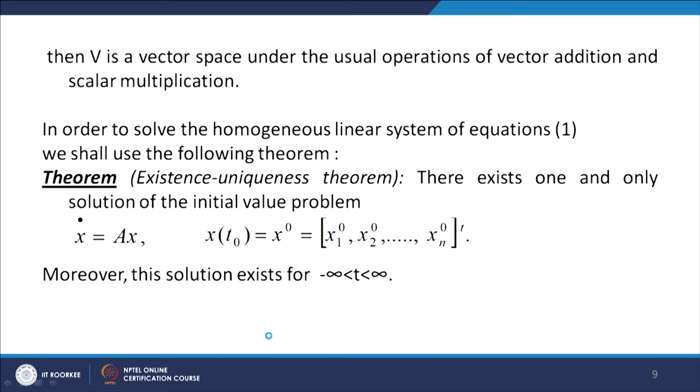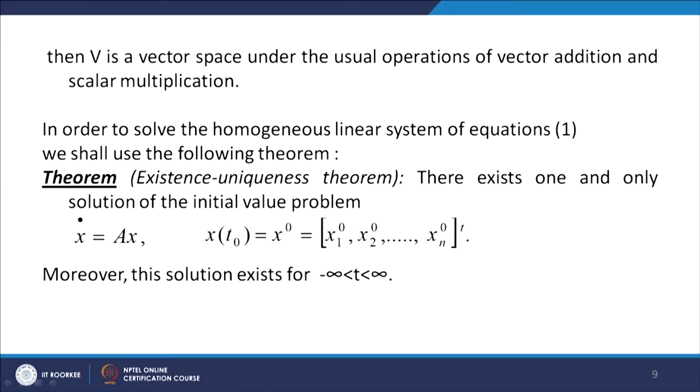Now, in order to solve the homogeneous linear system of equations x dot equal to Ax, we shall need the following existence uniqueness theorem. There exists one and only one solution of the initial value problem x dot equal to Ax, x(t naught) equal to x naught, where x naught is the column vector (x1 naught, x2 naught, ..., xn naught) transpose. When we take the transpose of the row vector, we get the column vector. Moreover, this solution exists for minus infinity less than t less than infinity, over all real values of t.